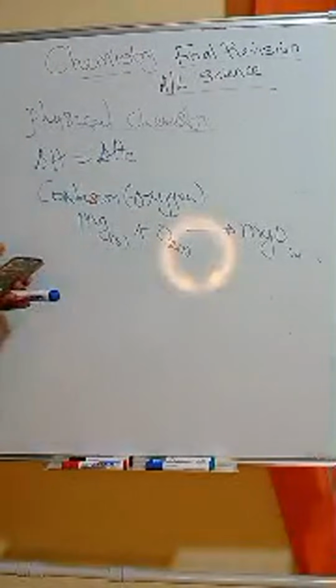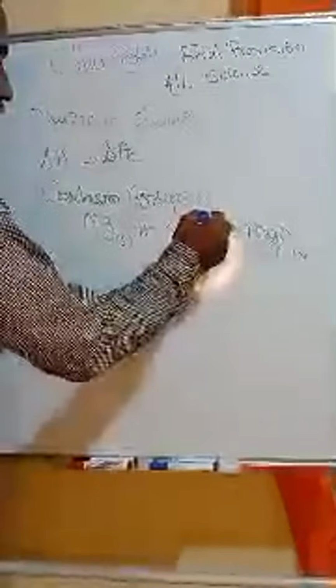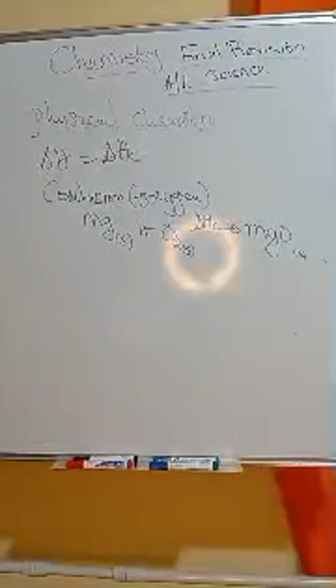So be careful. We are going together. So this is the enthalpy change of combustion. So I can put here delta H subscript C, enthalpy change of combustion. But now when I look at this equation, it's not balanced.